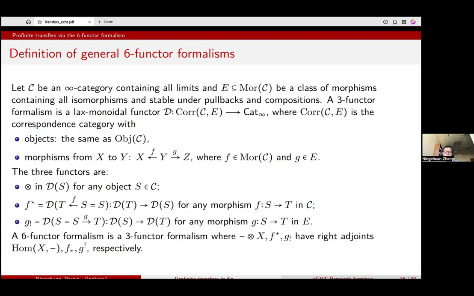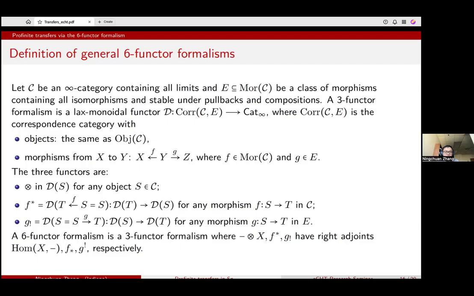And to get the six-functor formalism, we just double the three-functor formalism by saying the three functors have right adjoints. And this is a more formal way of defining the six-functor formalism in the infinity category setting that I learned from the notes of Peter Scholze.